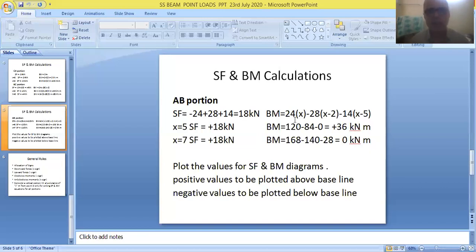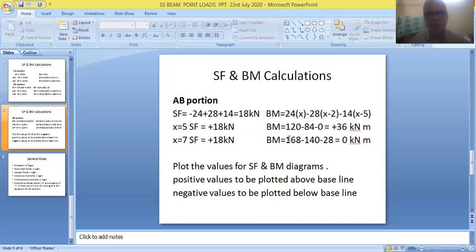And friends, this 24 is acting at a distance of x meter from the right end, so it's written as 24 into x. 28 is acting at a distance of x minus 2 meters, so it is written as 28 into x minus 2. And 14, obviously, if you look at the figure, is acting at a distance of x minus 5 meters, so it is written as 14 into x minus 5. So friends, it is very simple to frame equations at each and every portion, very simple to frame lower and upper limits, and very, very simple to make these calculations.